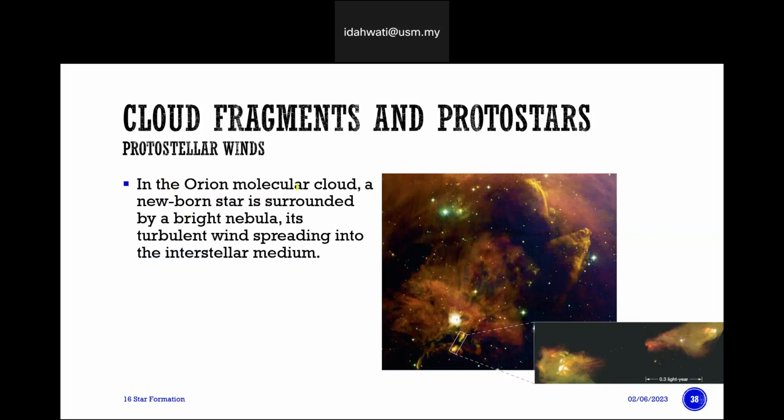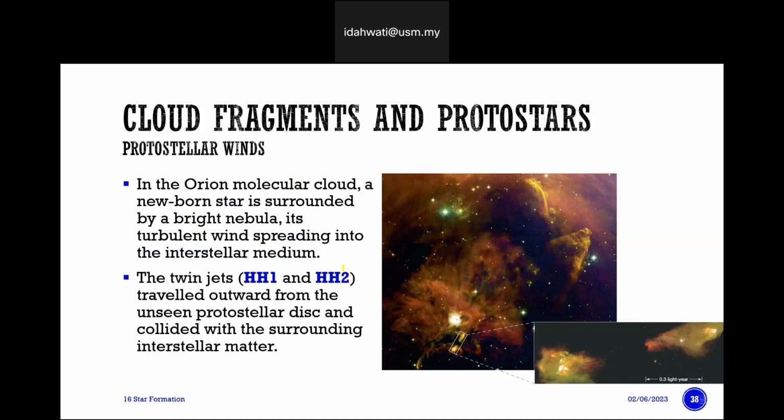So in the Orion Molecular Cloud, a newborn star is surrounded by a bright nebula, its turbulent wind spreading into the interstellar medium. The twin jets HH1 and HH2 travel outward from the unseen protostellar disk and collide with the surrounding interstellar matter.